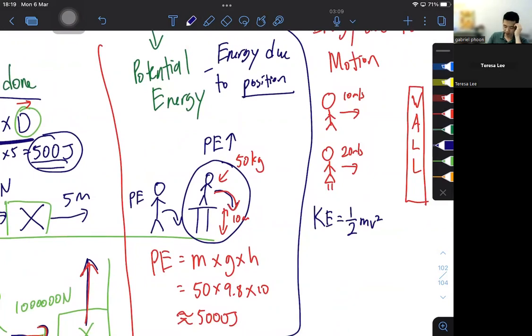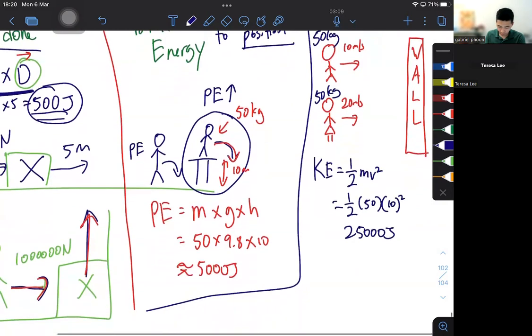What is m? What is v? M is once again going to be your mass, and v is going to be your velocity, in this case the 10 and the 20. If I were to do the calculation for the 10 and 20, let's assume that both of us are the same mass, 50 kg. So from here, if I were to calculate, it will be half times 50 multiplied by 10 squared, which will give me somewhere around 25,000 joules.